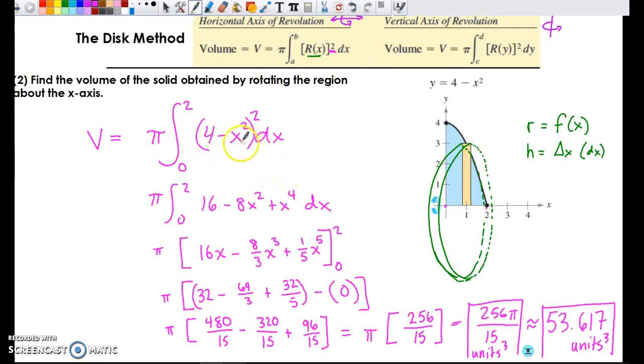First I had to expand this quadratic factor, and then I just used the general power rule of integration and evaluated that definite integral using the fundamental theorem of calculus. You can see here that I'm just making common fractions with the same denominators, adding them together, and getting this total. It looks like it's about 53.617 units.